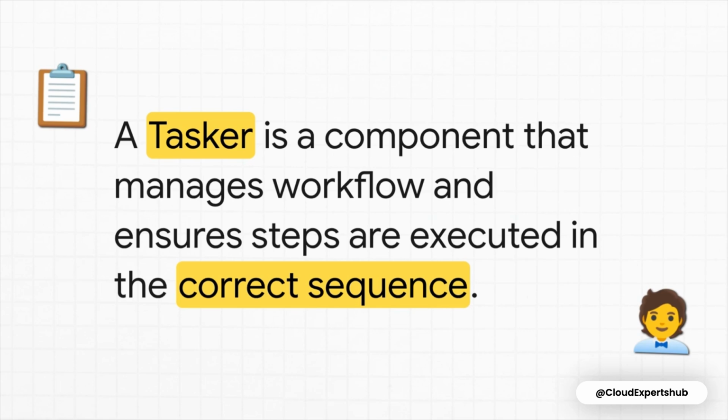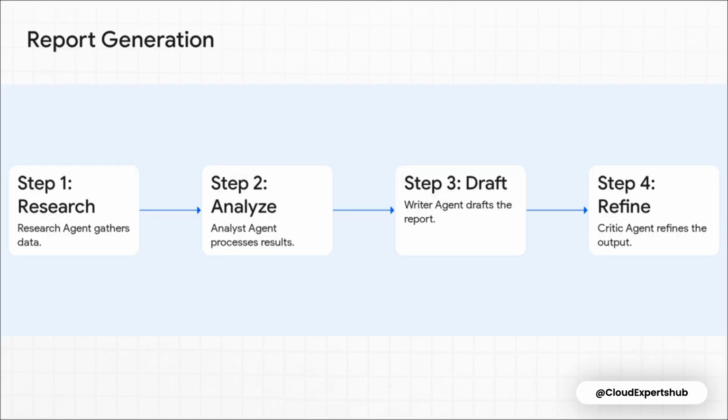It doesn't do the actual work. It's not writing the code or doing the research. Its entire job is to manage the workflow. It's the ultimate orchestrator, making sure that step A happens before step B and step B happens before step C. It's all about sequence. And this is a fantastic example of a tasker in action.